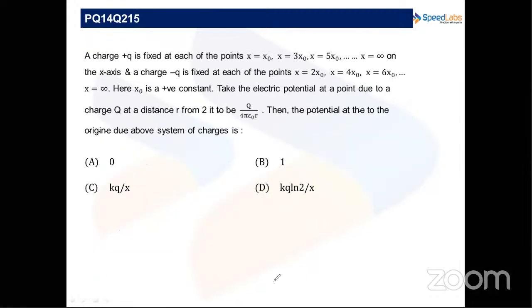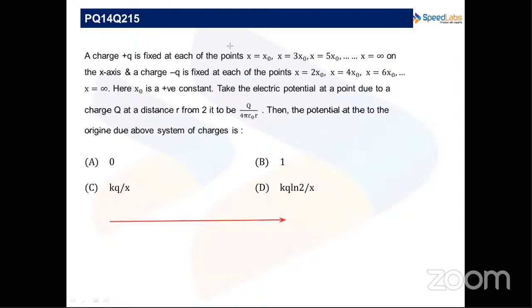Now the next question is: a charge plus q is fixed at all the points x equal to x naught, 3x naught, 5x naught and so on till infinity on the x-axis, and a charge minus q is fixed at each of the alternate points 2x naught, 4x naught, 6x naught. Let's make a diagram once so that we get a clear idea.